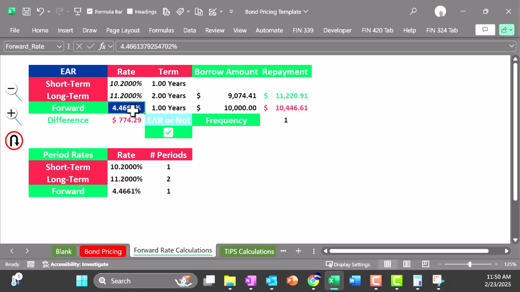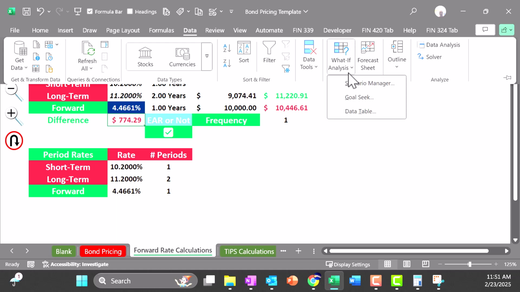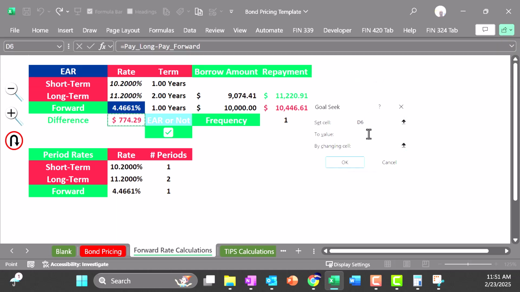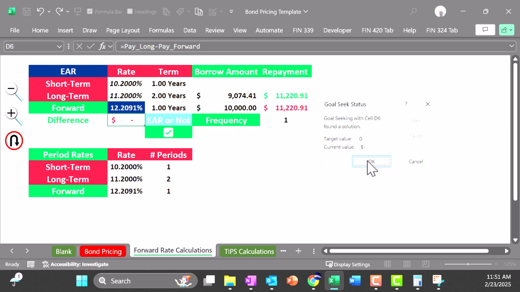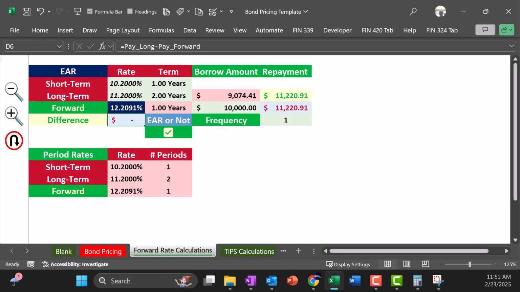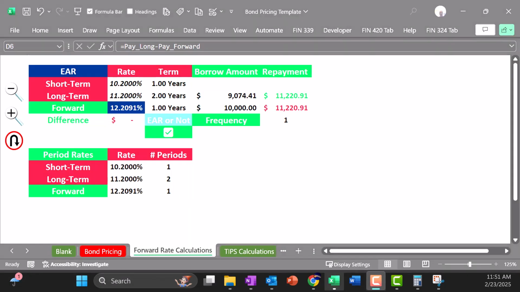And to make the cost of borrowing at the forward versus long-term, we make the difference 0. Data, what if analysis, goal seek, 0 by changing the forward rate. So the 1 year rate is 12.2091.